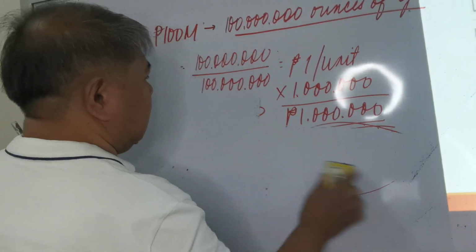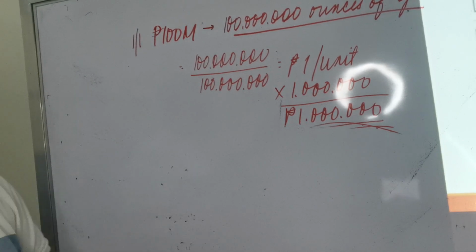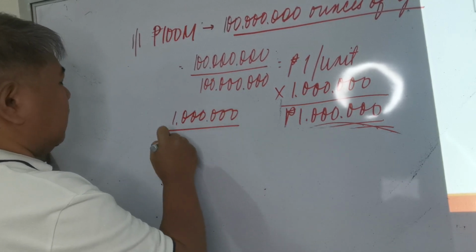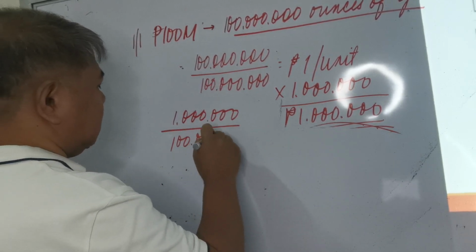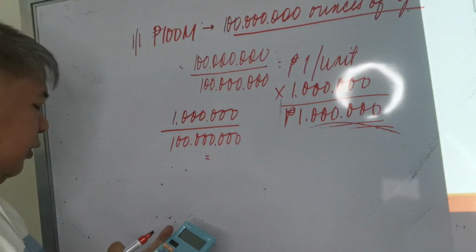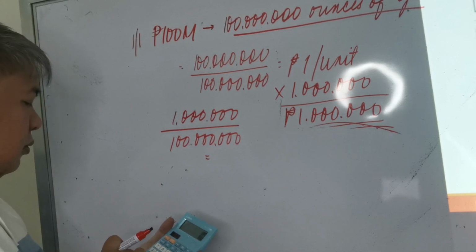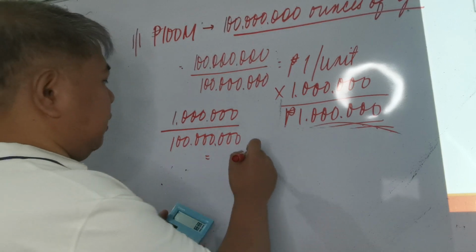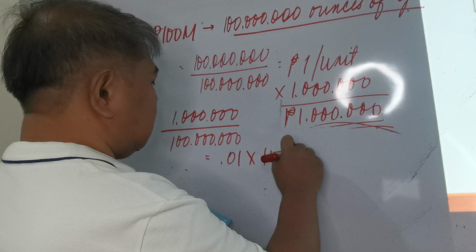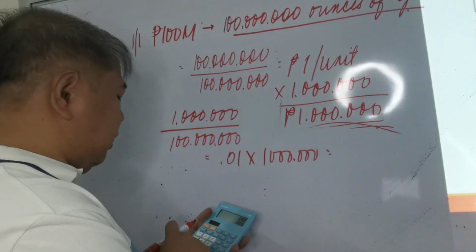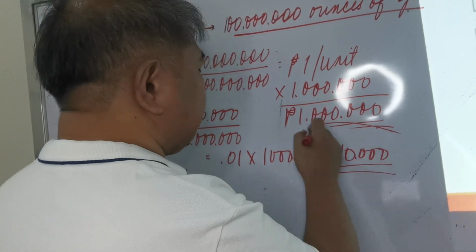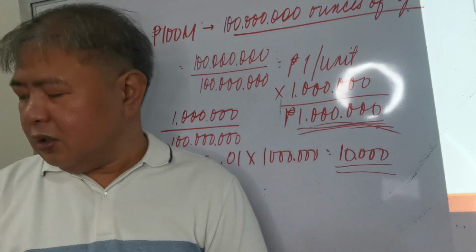So for instance, the company bought a tractor worth 1 million pesos. So divide this by 100 million. So how much will this be? 1 million divided by 100 million will be 0.01. So if there's a production of 1 million, how much is the depreciation? Times 1 million, that would be 10,000 pesos for year 1. So this will be your depreciation, and this will be your depletion.